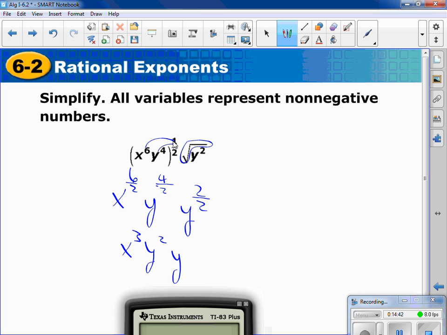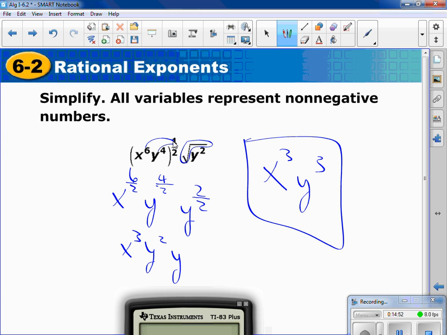What do I have here? I have x cubed. How many y's do I have? 3. X cubed, y cubed is your answer.